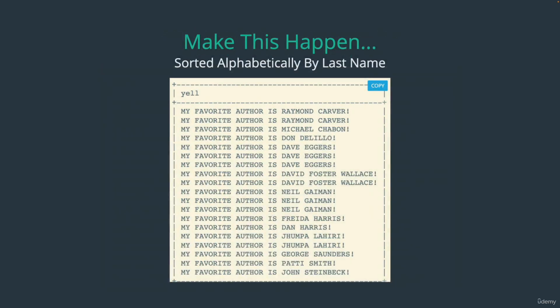So there's that. And then this one, I would like you to make this table or make this output happen. Call it yell as an alias. And what we have here is the text in all caps. My favorite author is, and then an author, and then an exclamation point for every single author. And then we're sorting alphabetically by last name.